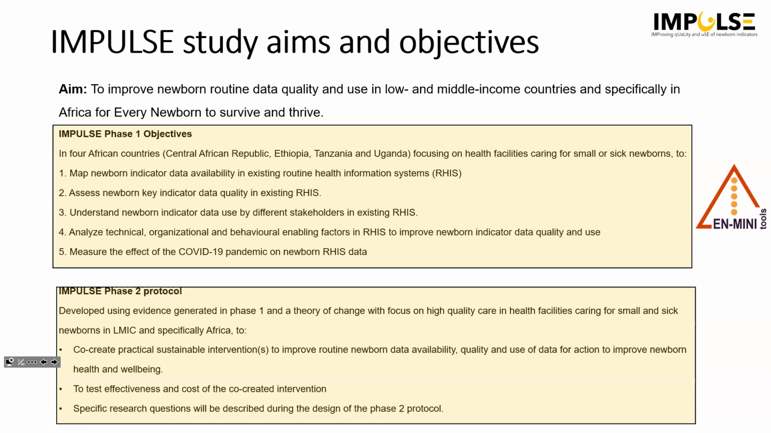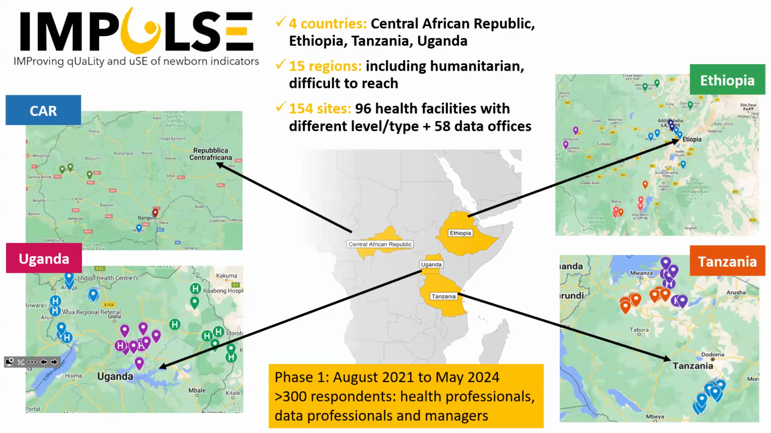So the IMPAS study has two phases. Phase one is what I'm going to present results for. This was done in 4 countries: Central African Republic, Ethiopia, Tanzania, and Uganda. We reached 15 regions, including humanitarian areas, some of them difficult to reach, and 154 sites. This includes 96 health facilities of different levels and types, and 58 data offices. Phase one was done between August 2021 and May 2024. We interviewed more than 300 respondents, including health professionals, data professionals, and managers.